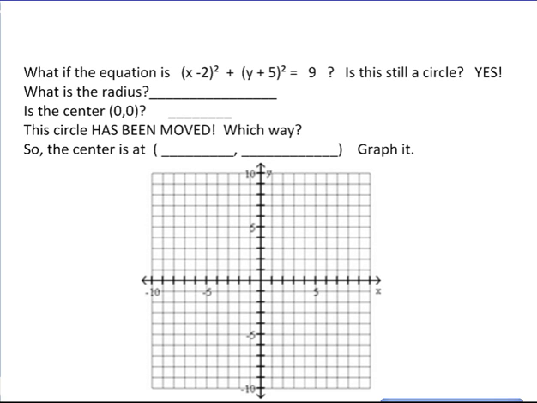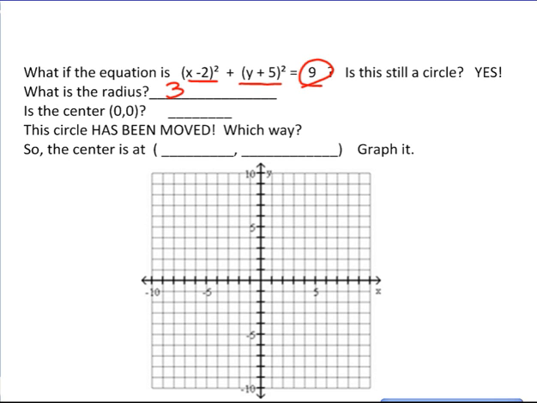All right, let's suppose I have x minus 2 quantity squared plus y plus 5 quantity squared equals 9. I want to graph it. Well, if we look over here, this is not going to tell us directly the radius, but it will help. I know that r squared is equal to 9, so the radius has to be the square root of 9, or 3.